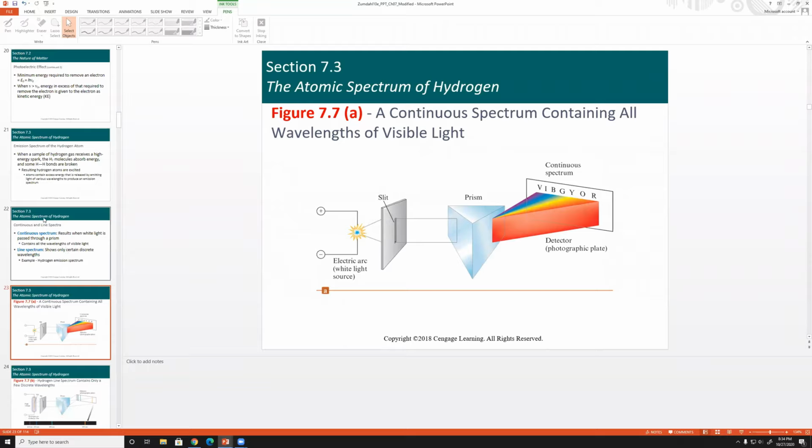So if you put some kind of light through a slit and then put that through a prism, it will split the light into its spectrum. This is a continuous spectrum. And that happens with really sunlight, you can do that with most types of light.